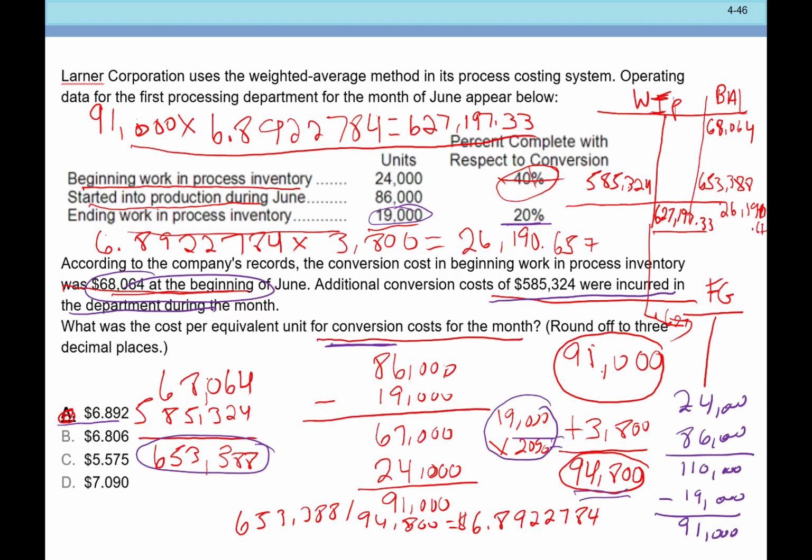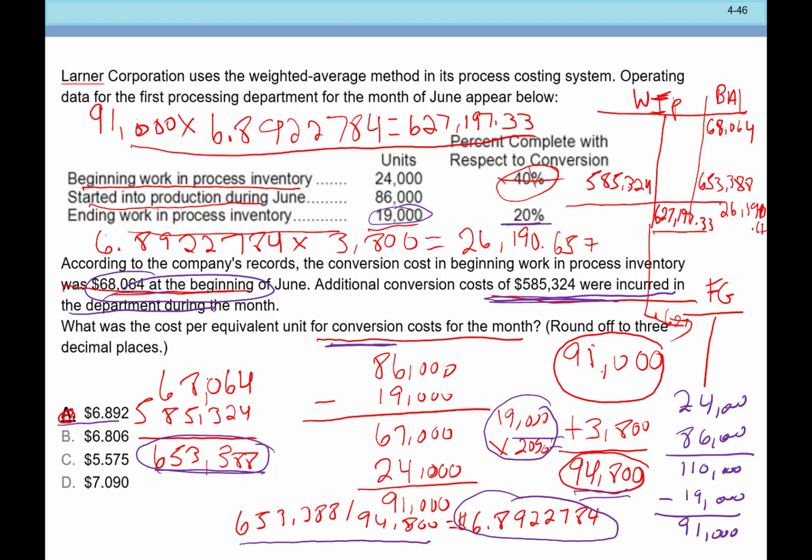Okay, all right. So we sit here and we have what? We have this beginning and the cost added for the period gives me what? 653,388 is the total. You take that 653,388 and you divide it by our equivalent units. And when you do, you get 6.89722784, which is rounding out to this. Is that my equivalent cost per unit?